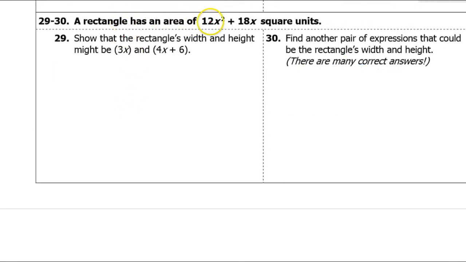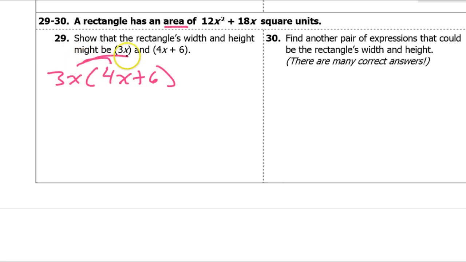Okay, a rectangle has an area of 12x squared plus 18x square units. Show that the rectangle's width and height might be 3x and 4x plus 6. Well, we're talking about area. The area of a rectangle is the width times the height. So if I multiply 3x times 4x plus 6, that should give me the area.